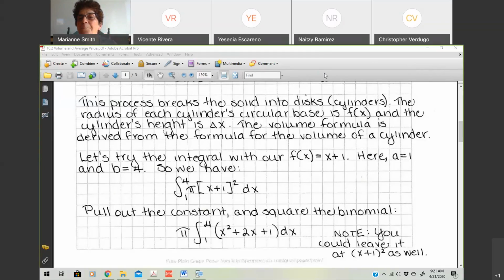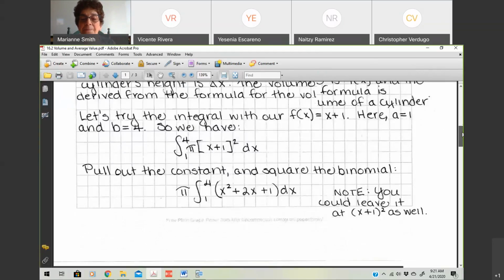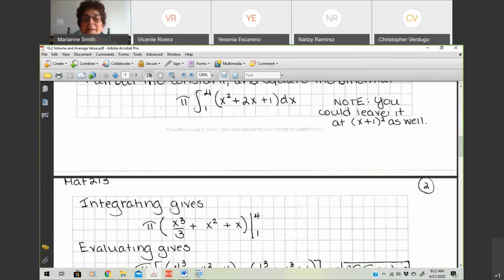Okay, so let us move on down. Then it becomes an integral problem. It's just a definite integral. Okay, so I'm going to integrate here. I can use the power rule on all of these.